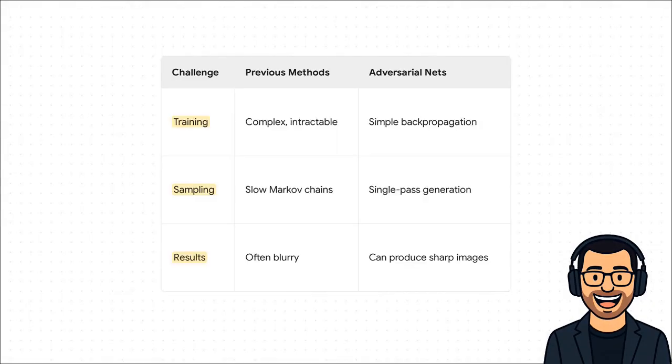And this table really just lays it all out. You can see the huge bottleneck everyone was facing. The old methods were tangled up in this super complex, sometimes even impossible math. It was slow, it was inefficient, but this new adversarial approach promised a much cleaner, more direct path using standard tools that everyone was already familiar with, like backpropagation. It was a total game changer.